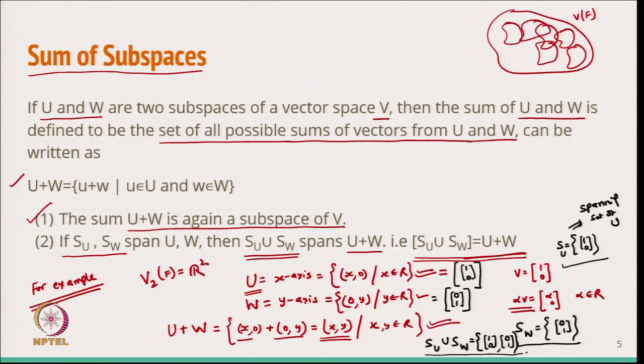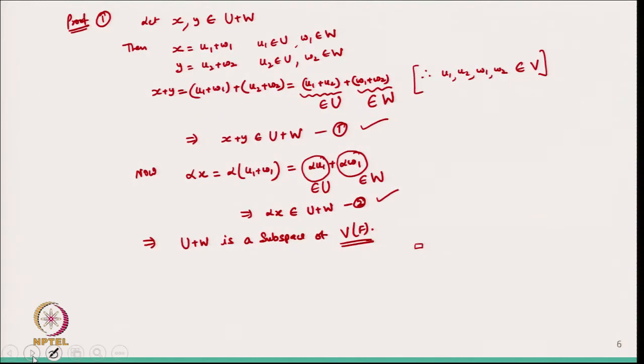Our claim is that it will span U plus W, and you can clearly check from here that these two vectors span U plus W, because any element can be written as a linear combination of these. So we can verify this, but let us prove it. Now, we satisfy the first property. The second one I want to show is the following.